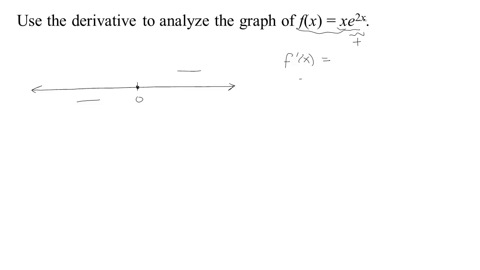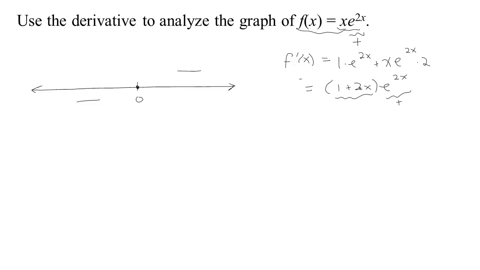Since we have x times e to the 2x, that's a product of two things I know how to take the derivative of. The derivative of the first, which is x, is 1 times the second, plus the first, which is x, times the derivative of e to the 2x, which is e to the 2x, times the derivative of 2x, which is 2. Now looking at this, if I factor out the common e to the 2x, I have 1 plus 2x times e to the 2x. Again, this part's positive, so if I want to know about the sign of the derivative to figure out whether this is increasing or decreasing, I just look at this piece. If this piece is negative, then it's going to be decreasing.